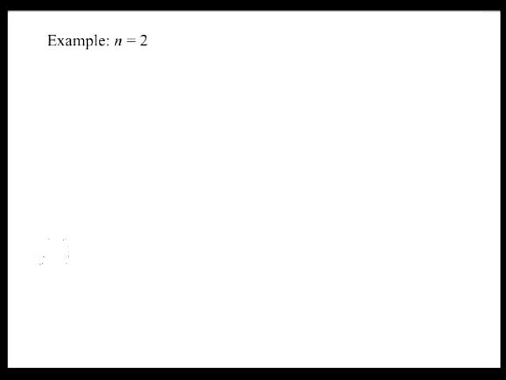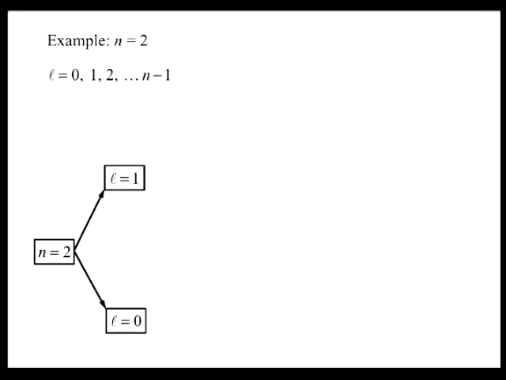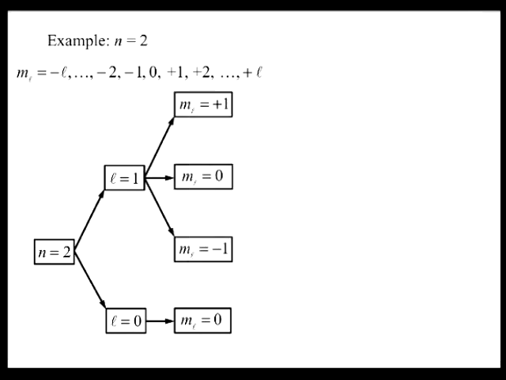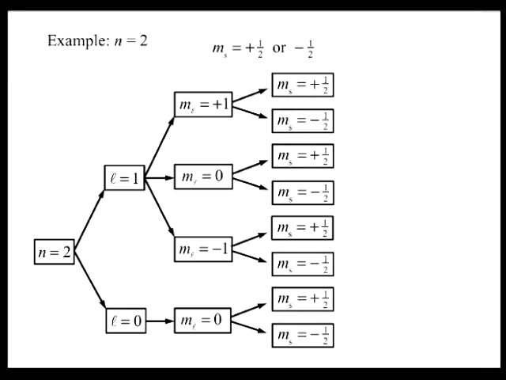Now let's look at the case of n equals 2. The orbital quantum number l can take integer values from 0 to n minus 1, which in this case allows l equals 0 and 1. The magnetic quantum number, ml, can take integer values between plus l and minus l. For l equals 0, ml can only be 0. For l equal to 1, ml can take on values minus 1, 0, and plus 1. Finally, the spin quantum number ms can take values of plus 1/2 or minus 1/2 for each ml value.